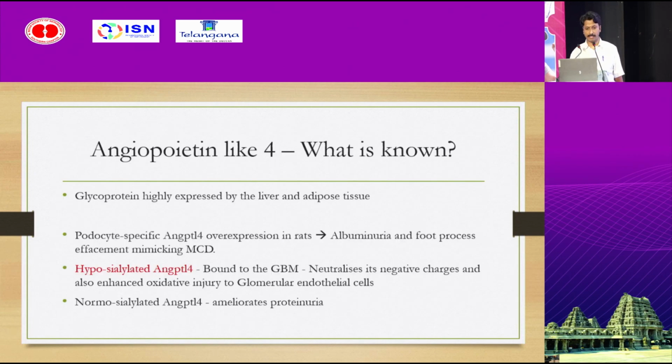And next is angiopoietin-like 4, which is a highly expressed glycoprotein in the liver and adipose tissue. Podocyte-specific angiopoietin-like 4 expression in rats induced albuminuria in the experimental models. And the pathogenic angiopoietin-like 4 was hyposialylated angiopoietin-like 4, which bound to the glomerular basement membrane, neutralizing its negative charge and also causing injury to the glomerular endothelial cells.